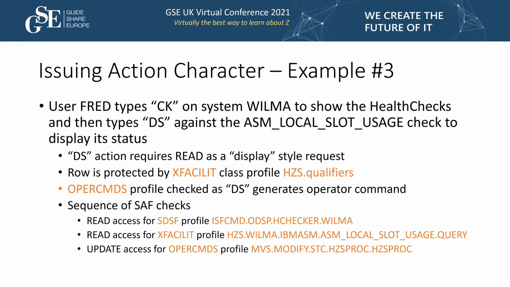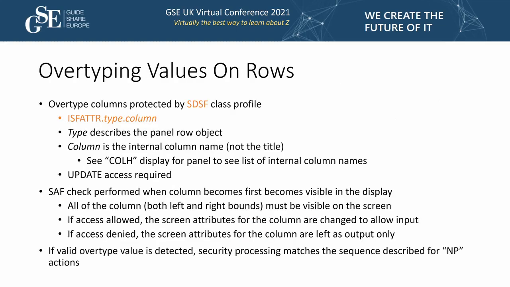So once again, we check the display SDSF profile. We then do a read access check for the XFACILIT class profile, and then an update access for the opper commands profile, because that's what health checker requires if you're going to do the modify to the task. Okay. So there's quite a lot going on under the covers as each user does a simple action against the row. Overtyping is similar, but there's a couple of extra things that we do.